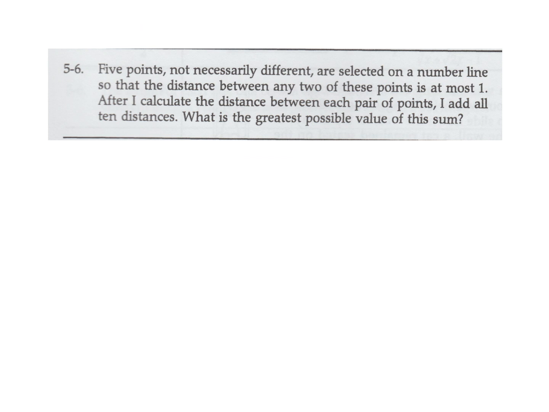Five points, not necessarily different, are selected on a number line so that the distance between any two of these points is at most 1. After I calculate the distance between each pair of points, I add all 10 distances. What is the greatest possible value of the sum? Let's make a little number line, and let's see what we get here. Let's just label them A, B. I have no idea where these are, so I'm just putting them in random places.